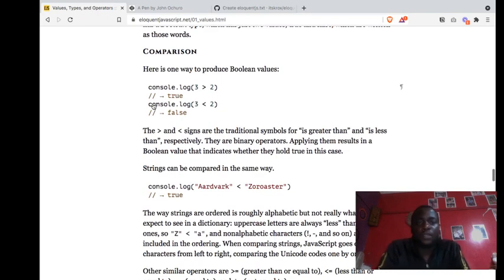And then console.log(3 < 2) is false. The greater-than and less-than signs are traditional symbols for "is greater than" and "is less than", respectively. They are binary operators. Applying them results in a Boolean value that indicates whether they hold true in this case. Strings can be compared the same way: console.log("Aardvark" < "Zoroaster"), which is true.